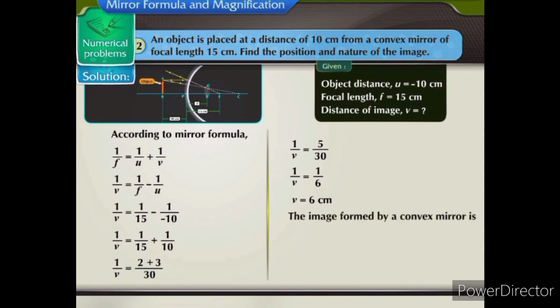The image formed by a convex mirror is always erect and virtual and is formed behind the mirror.